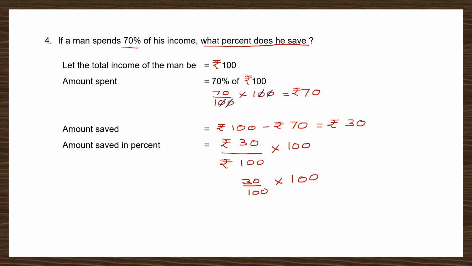Okay, so since we're converting it to percent, we multiply by 100. So I'll cancel the two zeros there. So what I have finally is simply 30%. So the amount saved in percent is 30%. So that's the final answer. The man saved 30% of his total income.